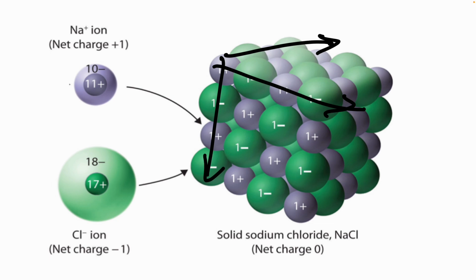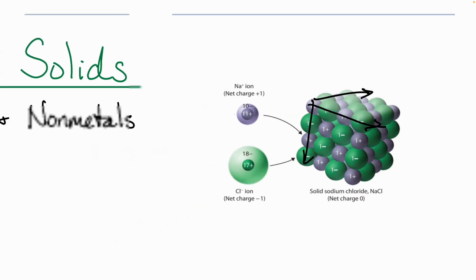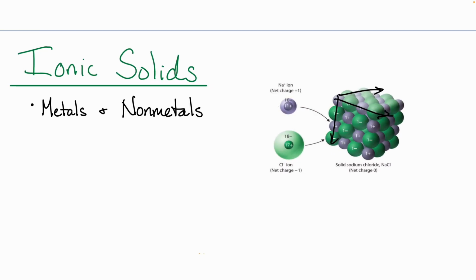Imagine that just continuing forever and ever and ever, because these things are so small that even in a teeny tiny crystal of salt, you have a whole bunch of ions going on in there, right? Again, just this big repeating network, what we would call a repeating array of positive and negative charges.